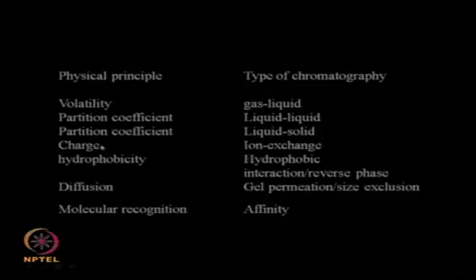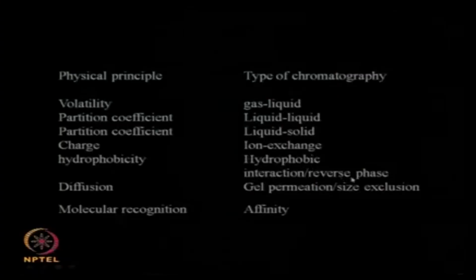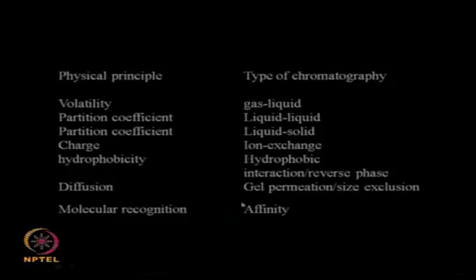If the separation is based on charge, that means positive charge or negative charge, then it is based on ion exchange chromatography. If the separation is based on hydrophobicity, that means because of hydrophobic nature of certain proteins, they get retarded inside the column, then we call it hydrophobic interaction or reverse phase chromatography. So hydrophobic forces are the key in deciding on the separation. If the diffusion of the proteins through pores is the key, then it is called gel permeation chromatography or size exclusion chromatography, GPC. If the molecular recognition or a binding between a ligand and protein is what is important, then it is called the affinity chromatography.